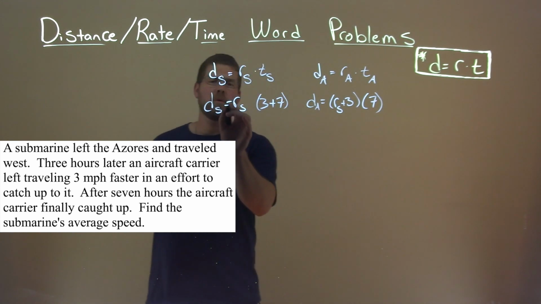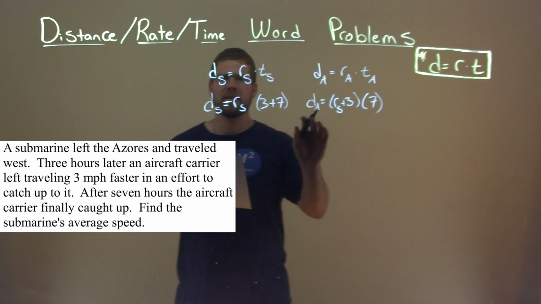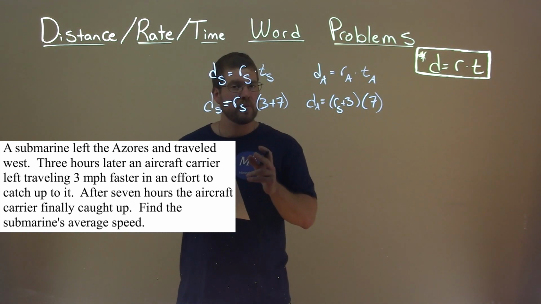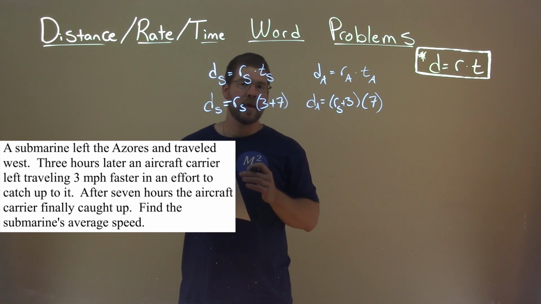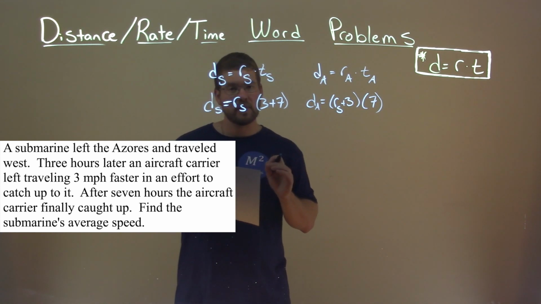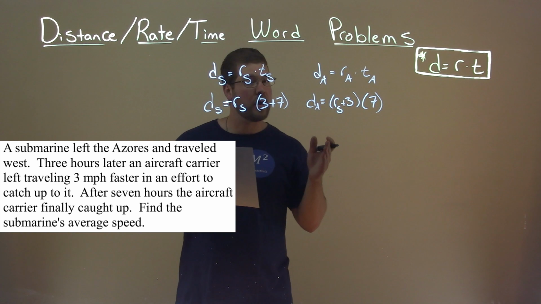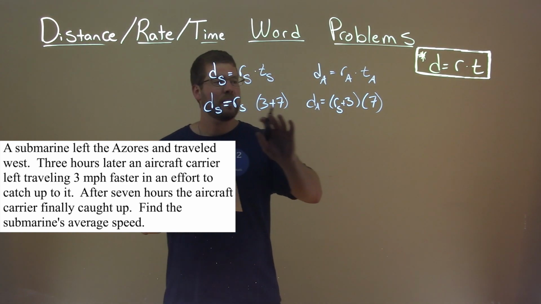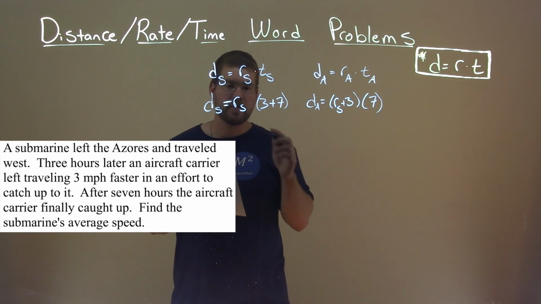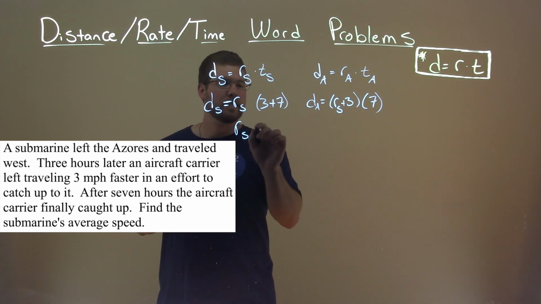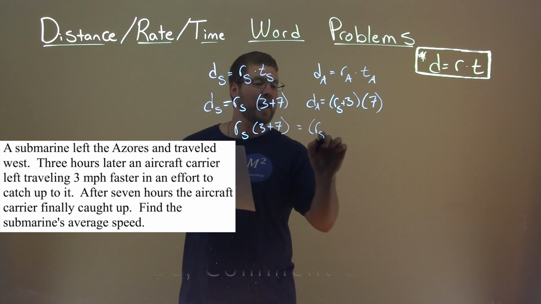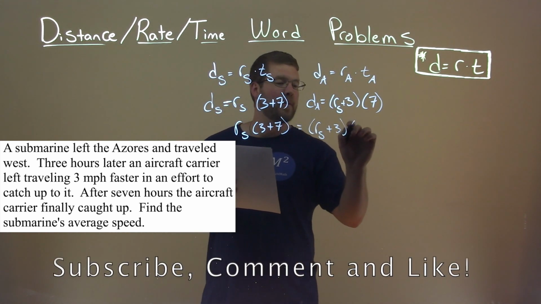Well, what is the distance of the submarine and the distance of the aircraft carrier? We don't know that. But what we do know is that they're going to be the same distance, because they both left from the same place, and eventually this aircraft carrier caught up to it, and whatever that distance is, it's going to be the same. So we can set these two equations equal to each other. R of S times 3 plus 7 is equal to R of S plus 3 times 7.